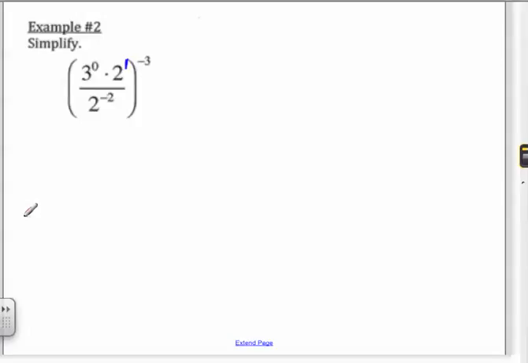So this is going to be now, what is 0 times negative 3? It's still 0. Times 2, what's 1 times negative 3? Negative 3. Over, what's 2 times negative 2? I'm sorry, negative 2 times negative 3. Gordy? Positive 6. So we multiplied by each one of these exponents that's inside the parentheses. Now let's simplify that.